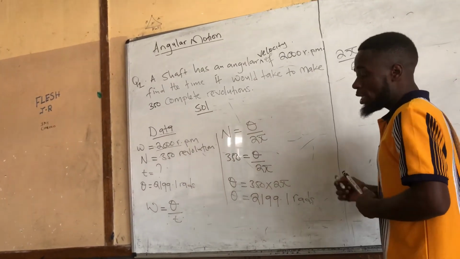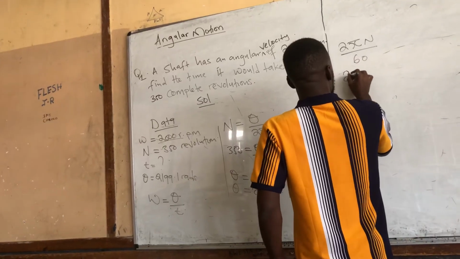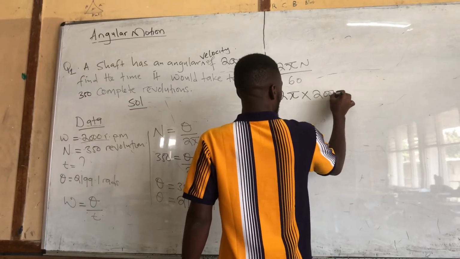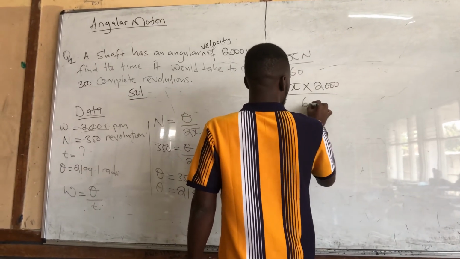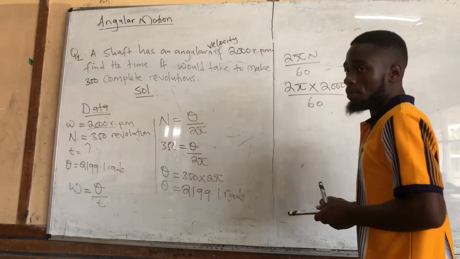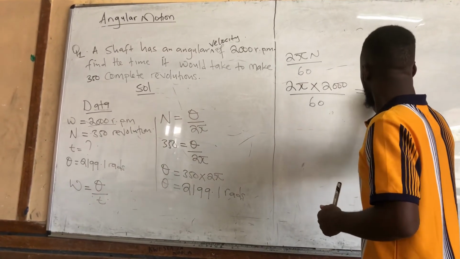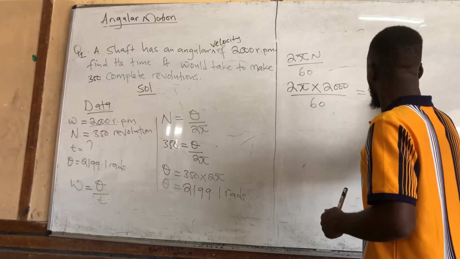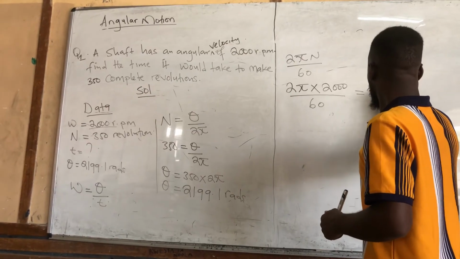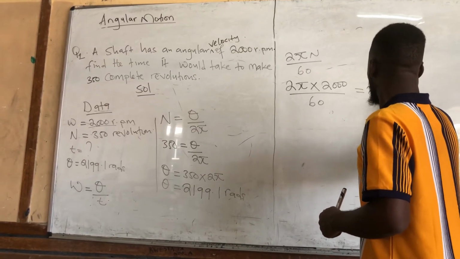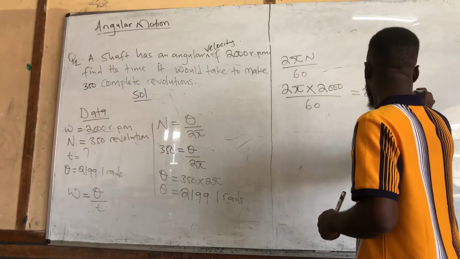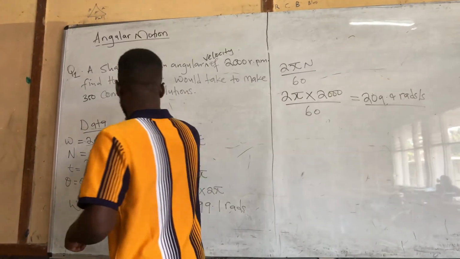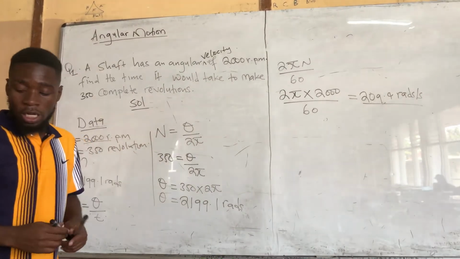Okay? So what is the number there? 2 pi multiplied by n. N is 2000 over 60. So what is the answer here? 209.4. 209.4 laps per second. So you have converted this one from revolutions per minute to laps per second. So now what's the next step here?